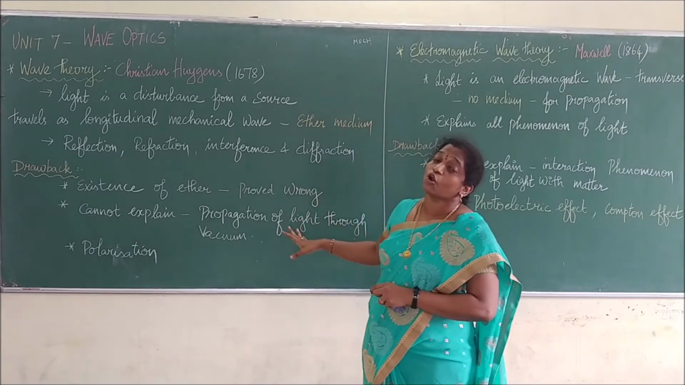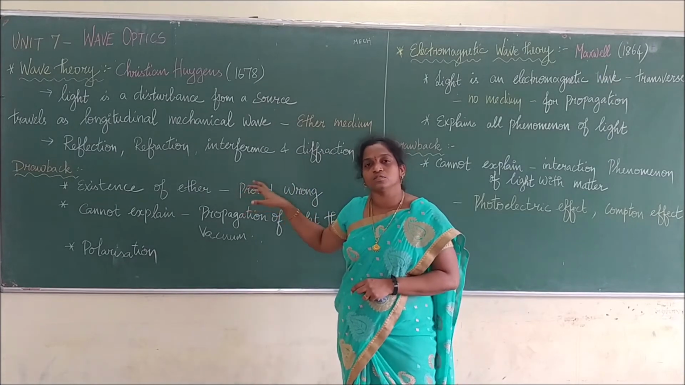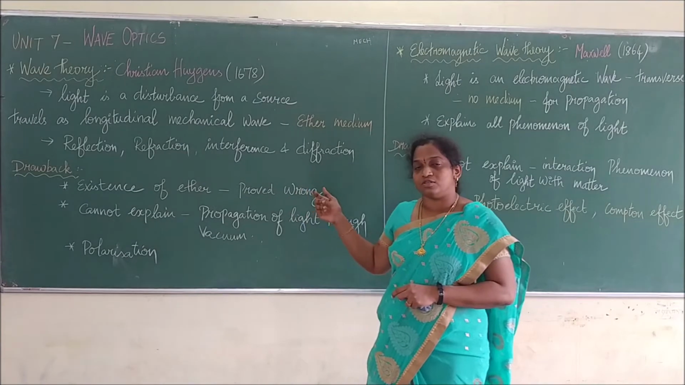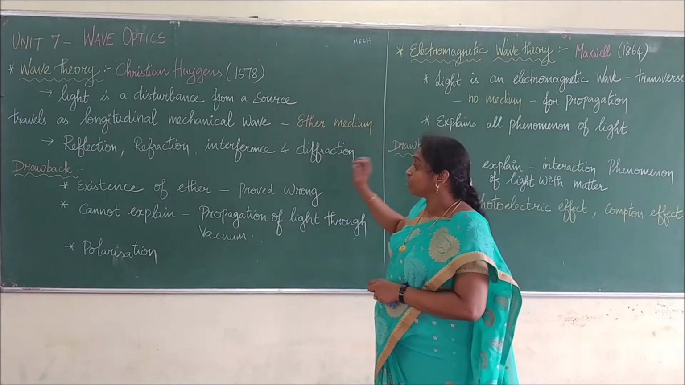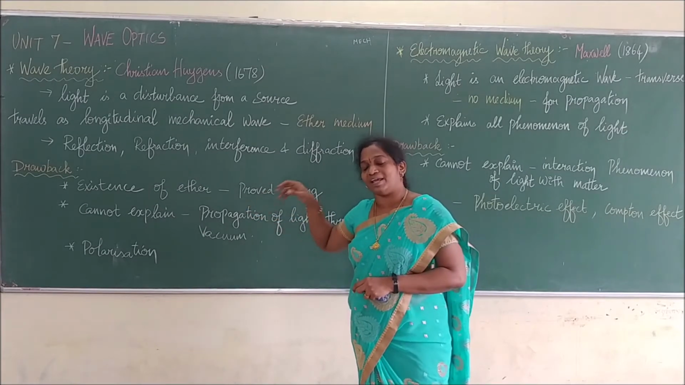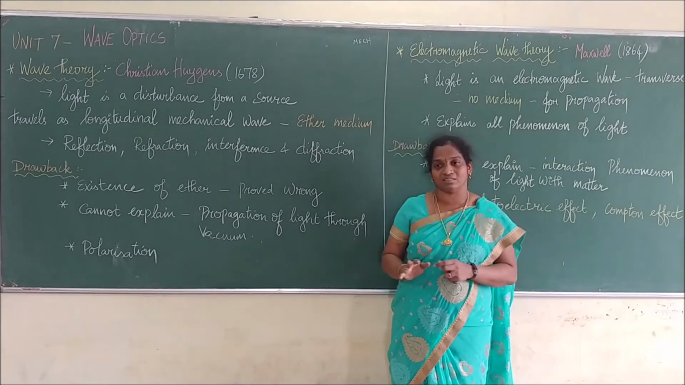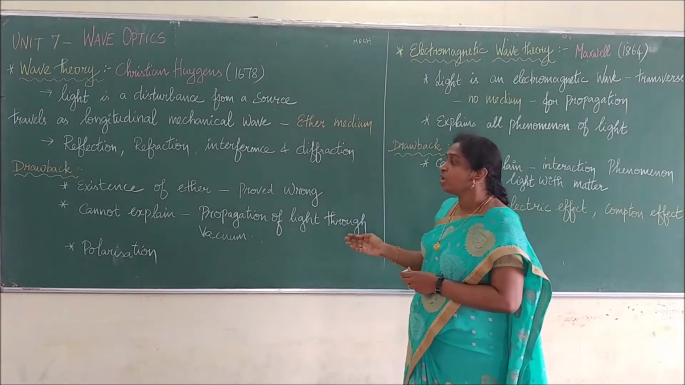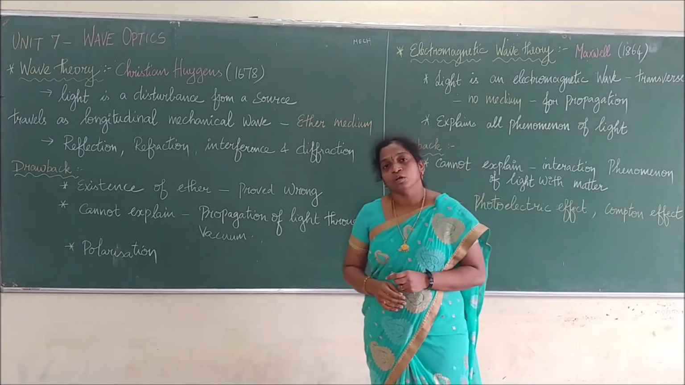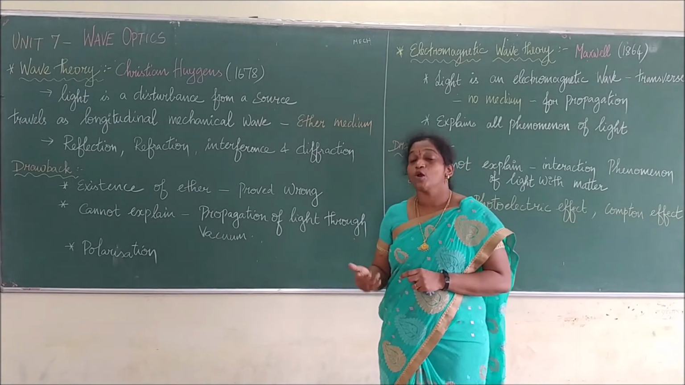So the presence of ether itself being wrong is one of the main drawbacks of Huygens, though it can easily prove the phenomena of light like reflection, refraction, diffraction and polarization. But they are not able to explain the existence of the ether medium itself. Therefore, this theory is not accepted. The next one is that they are not able to explain the propagation of light through a vacuum, or free space.